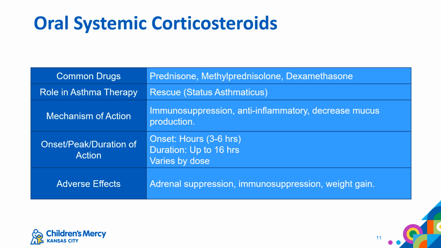The last drug class you may commonly see are the oral systemic corticosteroids. I consider its role in asthma therapy as a rescue medication, but specifically used in status asthmaticus. It works by immunosuppression, anti-inflammation, and decreases mucus production. Its onset will vary with route of administration and dose, but generally takes hours before its full effects are seen. The adverse effect profile of systemic steroids are generally more serious than the other classes we've examined, as higher or repeated courses can cause adrenal suppression and other glucocorticoid effects.